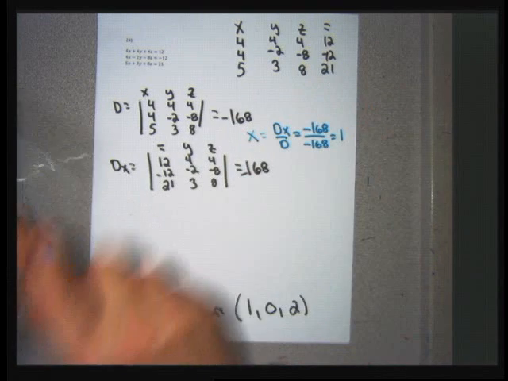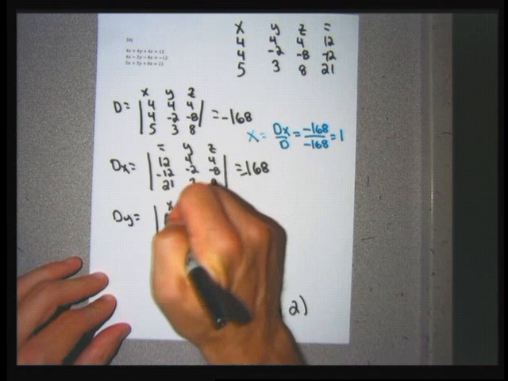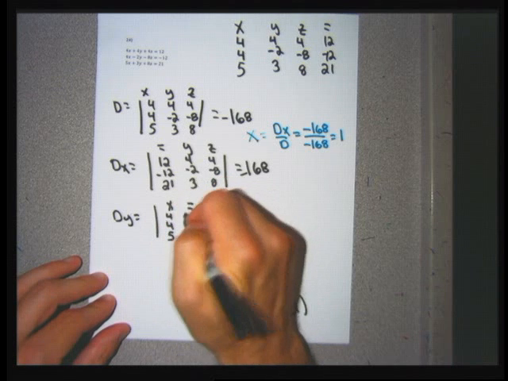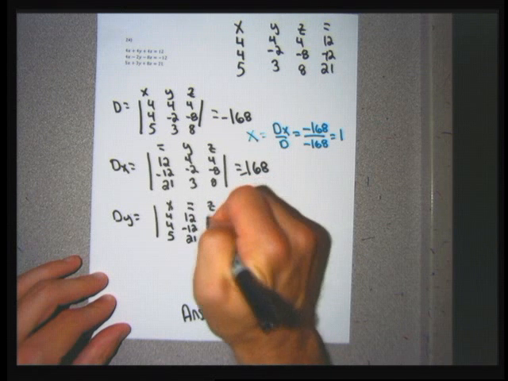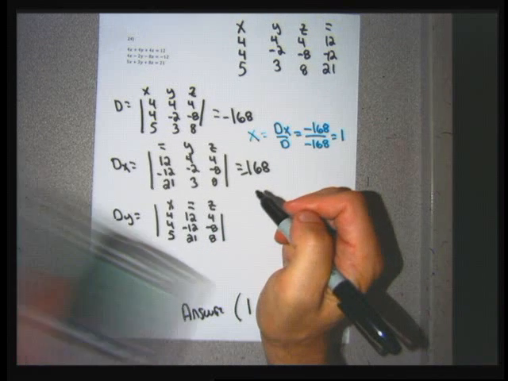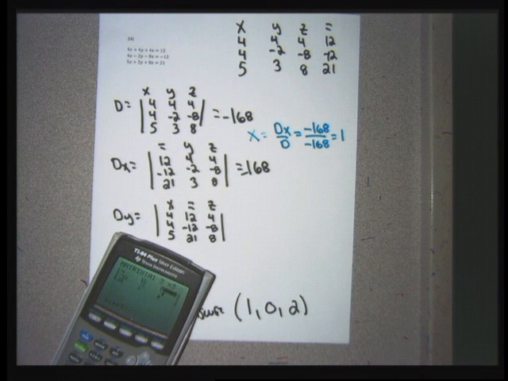Now I'm going to do the d sub y. The d sub y has the x column first, which is 4, 4, and 5. Then in place of the y it has the equal column, which is 12, negative 12, and 21. And then in the z column it has 4, negative 8, and 8. I'm going to enter those. Second matrix, edit, that's a 3 by 3 matrix, 4, 12, 4, 4, negative 12, negative 8, 5, 21, 8, second quit, second enter, enter.